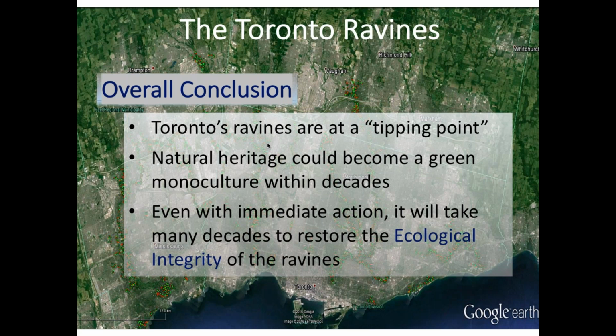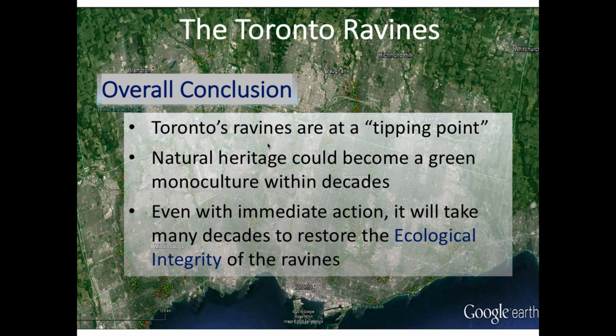The second point is natural heritage could become a green monoculture. So I've talked about that, that if this trajectory keeps going, and we haven't monitored or assessed carefully and critically and strategically, we're going to see it as green, but our natural heritage won't be as healthy and the ecological integrity will not be there as it has been in the past.